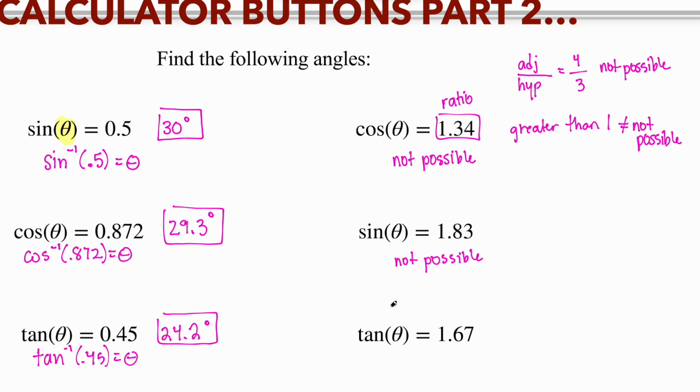Same thing with sine. However, tangent, it does not matter, because tangent was opposite over adjacent. It doesn't matter if one side is particularly bigger than the other side. We're only worried about hypotenuse. But for a tangent, you can actually find the second tangent of a number, and you would get 59.1 degrees.